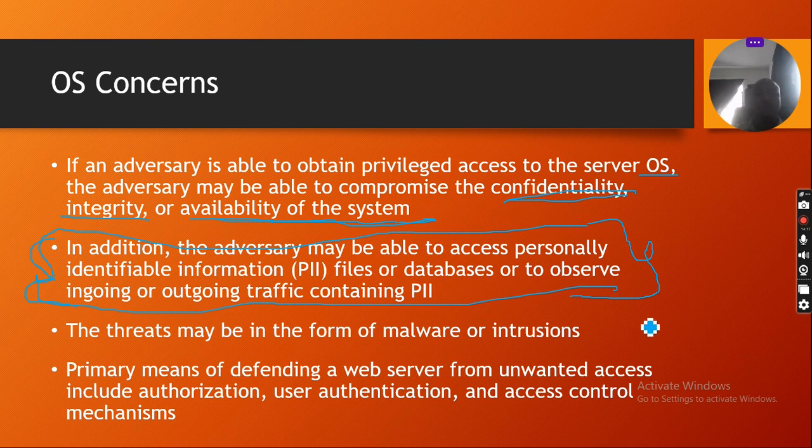Also, the threat may be in the form of malware. They may introduce malware. Malware, remember, all the viruses. Virus is a type of malware. There are so many different types of malware. We talked about, I think, chapter 4, chapter 5, talked about it. Or intrusion. They might intrude into your privacy, to your system, and do whatever they want. So you have to find a way to prevent adversaries from gaining access to your server, your web server operating system.